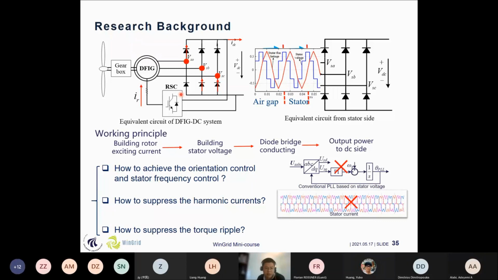The third problem we are encountering is how to suppress the torque ripple here. You can see that with the highly distorted current and the distorted stator flux linkage, it's obvious that the torque will also have a lot of torque ripples. So we need to eliminate the torque ripples.